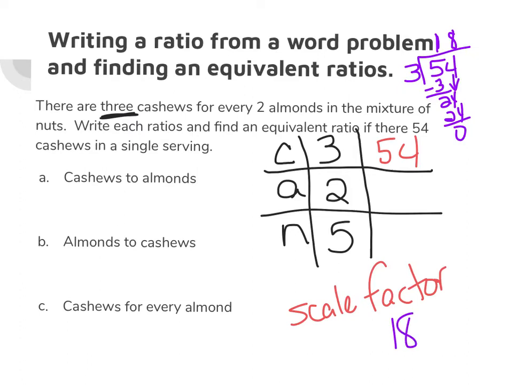Let's go ahead and look at that. 3 times 18 gives me 54. So 2 times 18 will give me, I'm going to do times 18, 18 times 2, so I'm going to add it twice. That's 16, carry 1, so that's 36. So my answer is 36.